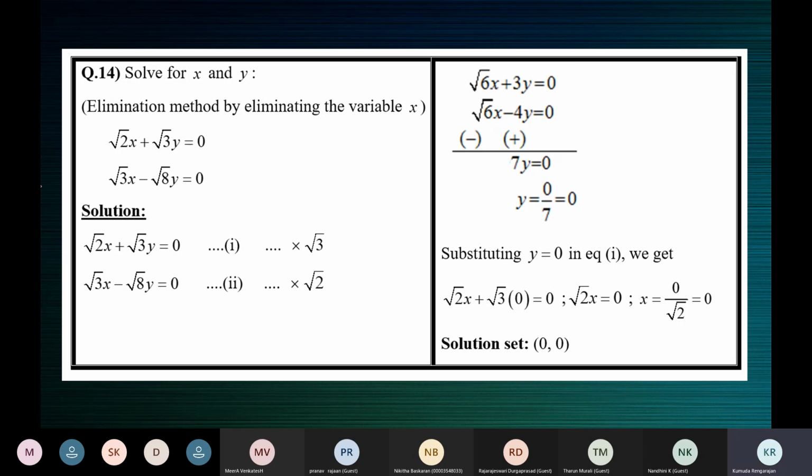This one, root 8 into root 2 is root 16. Root 16 is 4. That's why 4, 5. And don't forget 0 into root 3 is 0, not root 3. Sometimes we may write root 3. It's not root 3, it's 0. It's also 0.